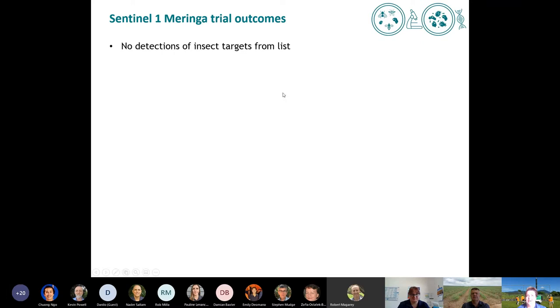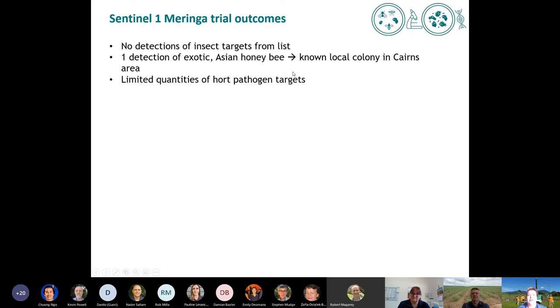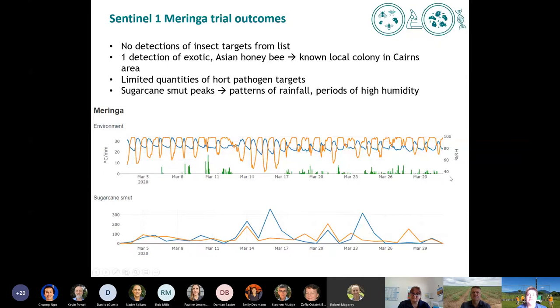We did have one detection of an exotic, the Asian honeybee. However, this was likely from this known local colony in the Cairns area. And there were limited quantities of hort pathogen targets such as sclerotinia and botrytis, not too high. But thanks to MDC recently completing the sugarcane smut assay, we can show you some of those results.